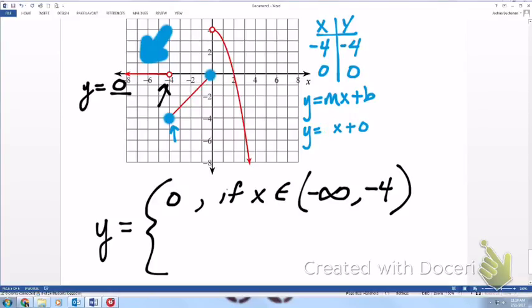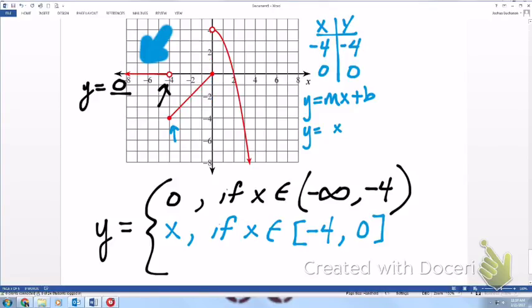Now I don't need this 1 in front of the x, and I don't need plus 0. So our equation is actually y equals x if x is between the two numbers. It's between negative 4 on the x-axis, and that requires a bracket because it's a solid point. You'll see that it's a solid point if you go back to it. And then x goes to 0. Again, 0 is a bracketed value because there's a solid closed point.